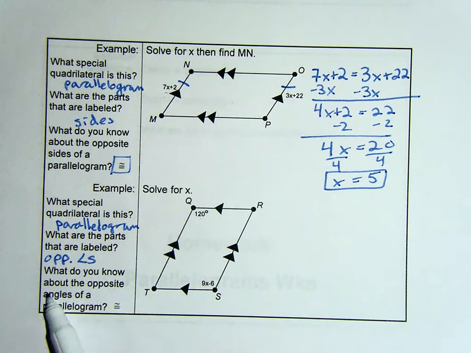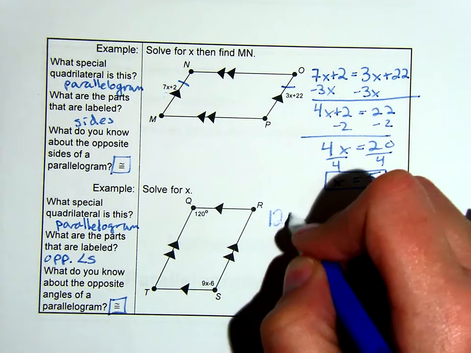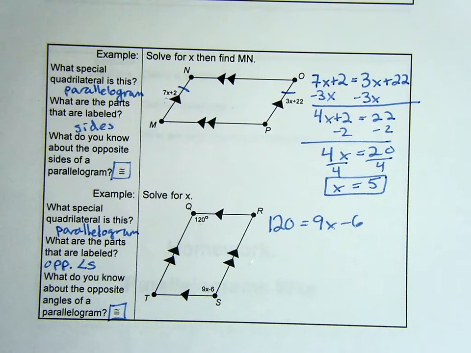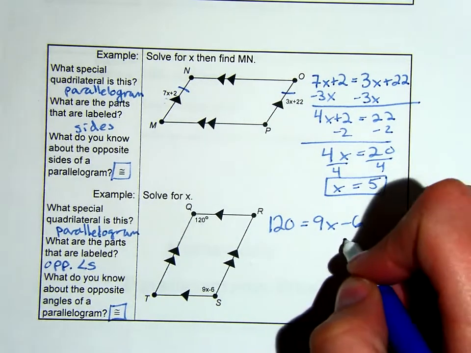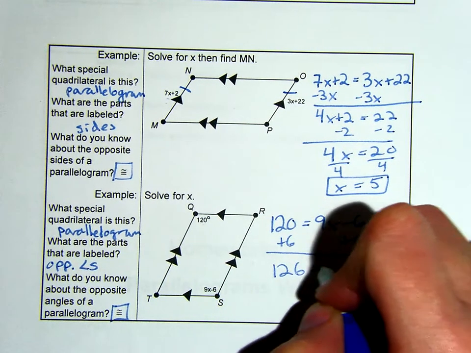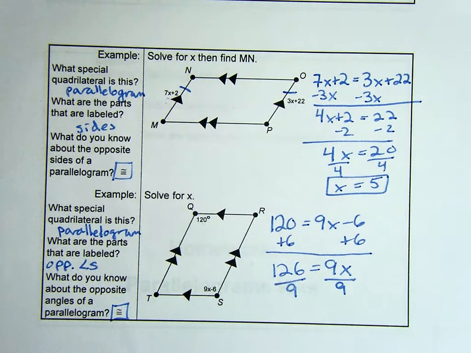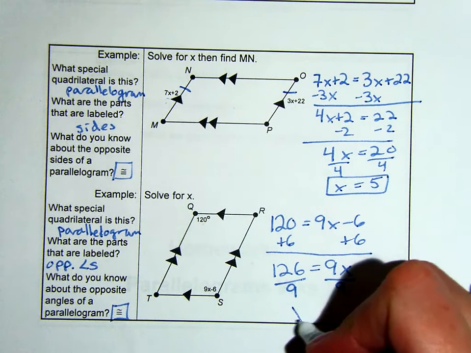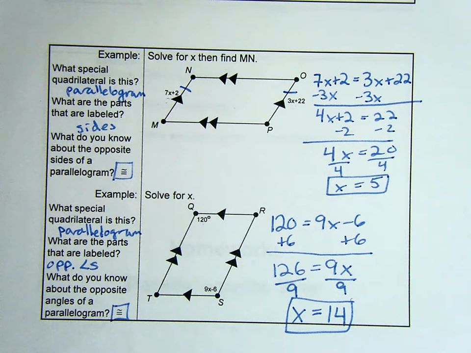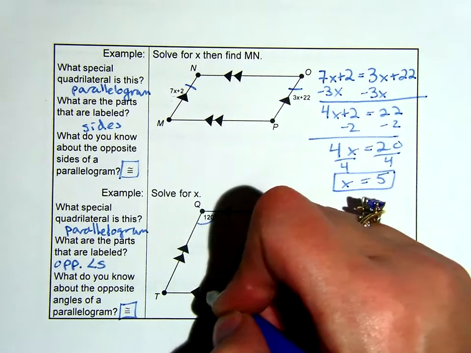And what do we know about the opposite angles of a parallelogram? They're congruent. So I'm going to take 120 and set it equal to 9x minus 6. I'm now going to solve that with algebra so I can get x. So add 6 to both sides. I get 126 equals 9x. Divide by 9. 126 divided by 9 is 14. So I get x equals 14. And again, I was able to create the equation because I knew opposite angles of a parallelogram are congruent.